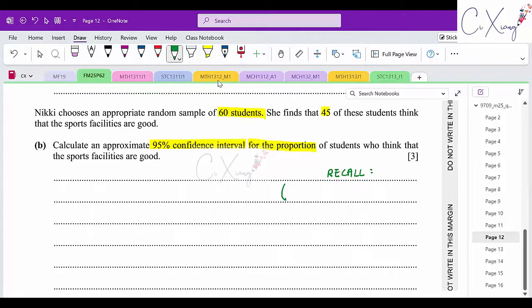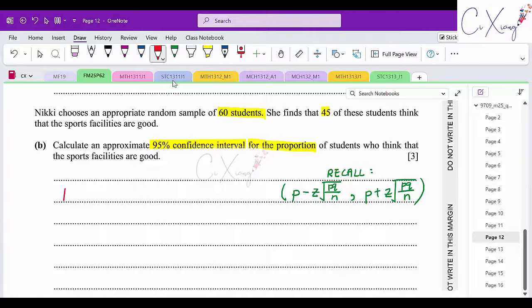So the general formula for the confidence interval for proportion is P minus Z times the square root of PQ over N. Then the other one will be P plus Z times the square root of PQ over N. So this is the general formula that we have, okay? All right, so now let's have a look at the question. They want us to calculate a 95% confidence interval.